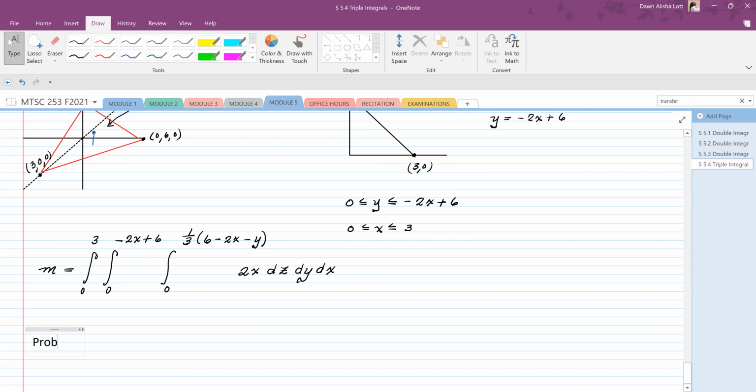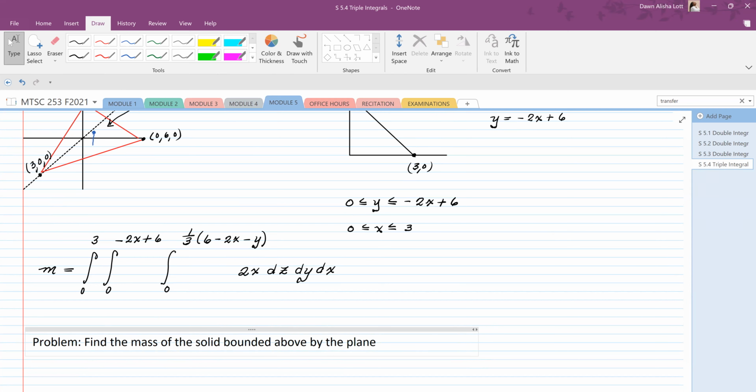Find the mass of the solid bounded above by the plane x plus y plus z equals 5, and below by the paraboloid z is equal to x squared plus y squared.